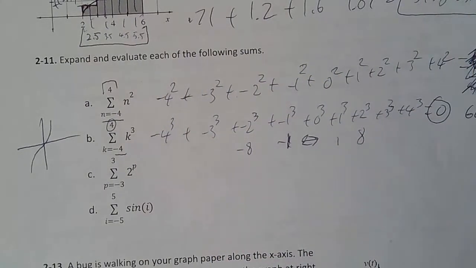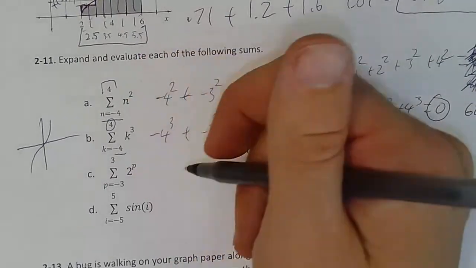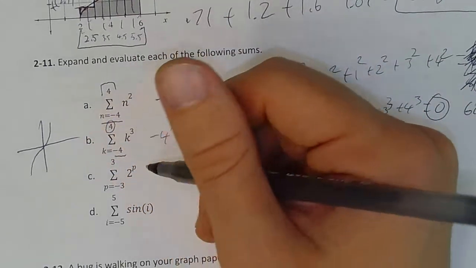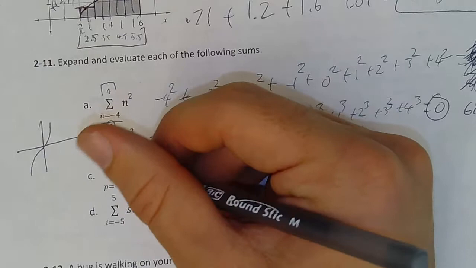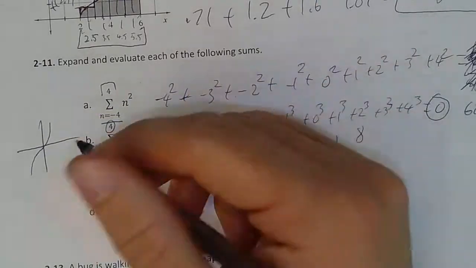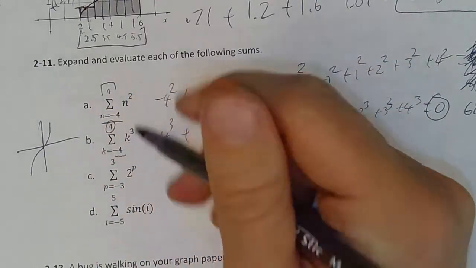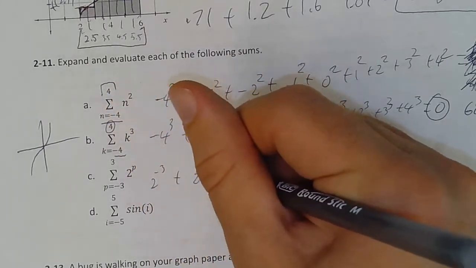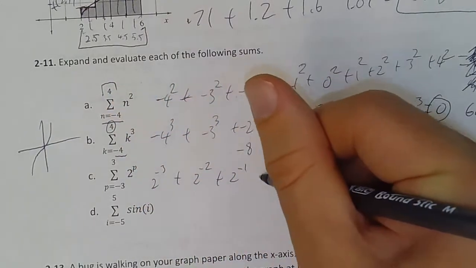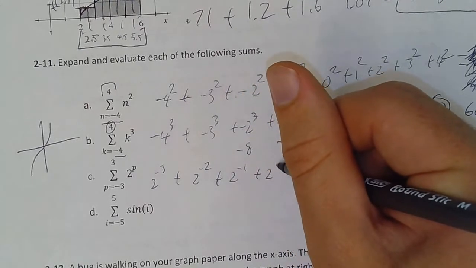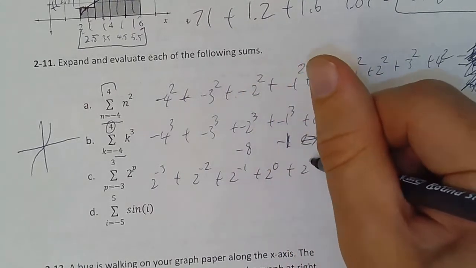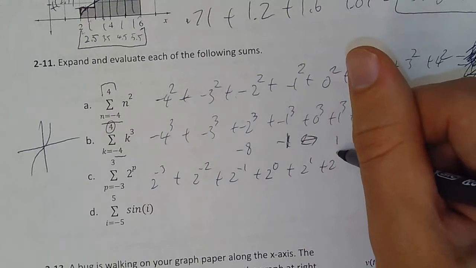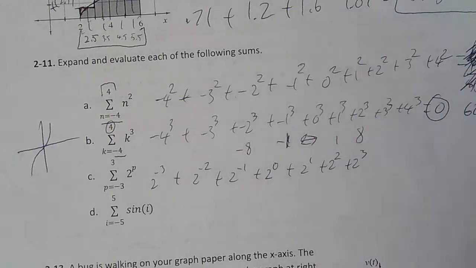Now 2 to the p. So here you're just replacing the p with your index instead of the variable, instead of the base. So it's the exponent instead of the base. So we have 2 to the negative third plus 2 to the negative second plus 2 to the negative first plus 2 to the 0 plus 2 to the first plus 2 to the second plus 2 to the third.